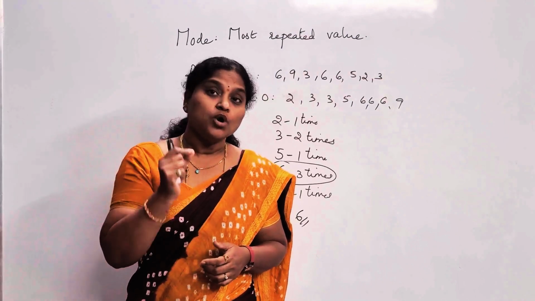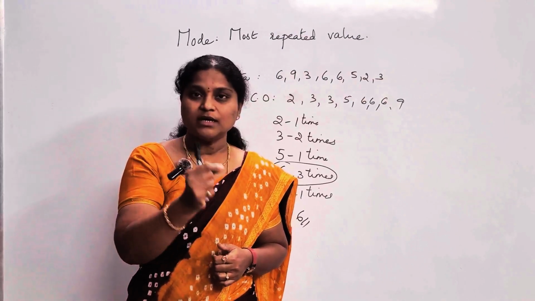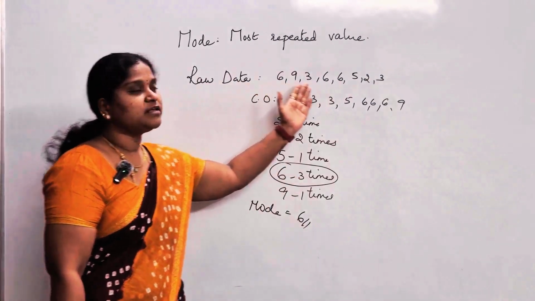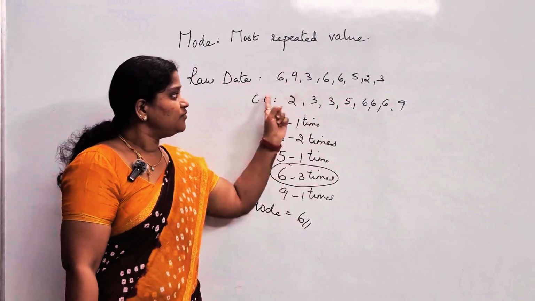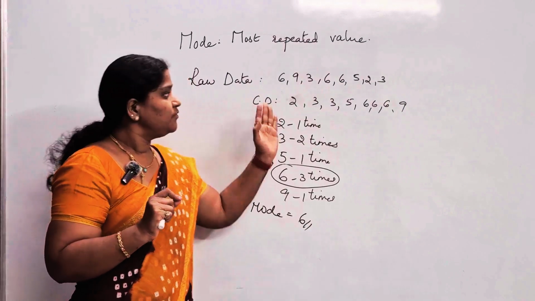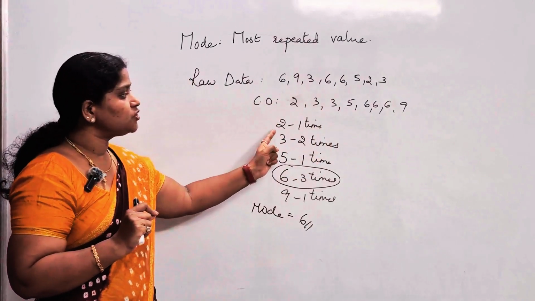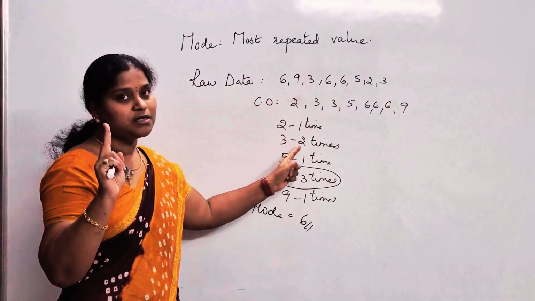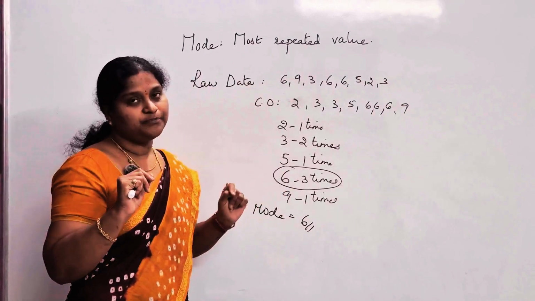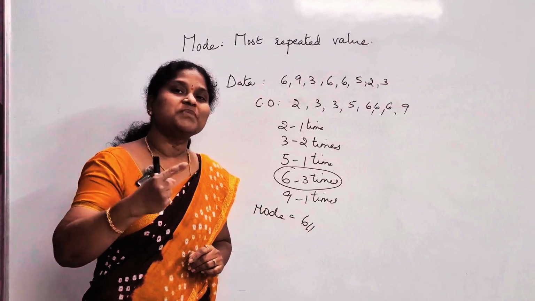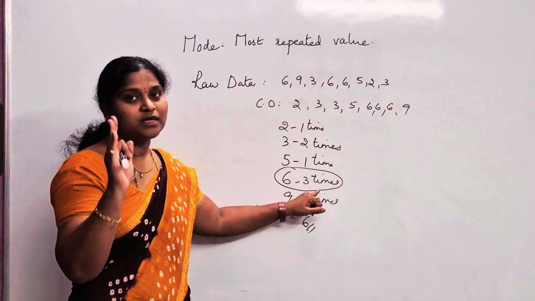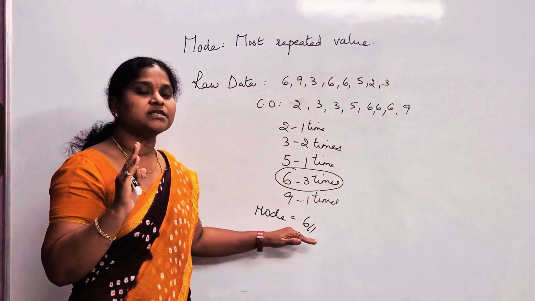Now let us see how mode is measured in terms of raw data, discrete data and continuous data. Here we have an example of raw data where there are totally 8 values. We have first arranged all these values in chronological order, that is increasing or decreasing order. We have seen that 2 exists one time only, 3 occurs twice, 5 occurs one time, 6 occurs thrice, 9 occurs one time. Mode is the most repeated value in the given data set. Here we see that 6 repeats the maximum number of times, that is 3 times. So the mode of the given data set is 6.